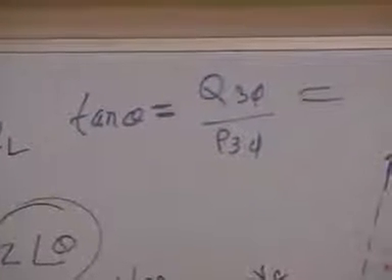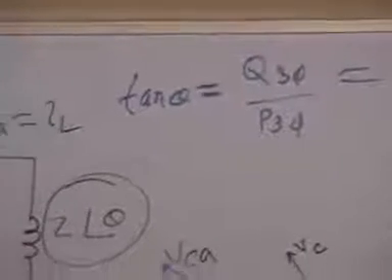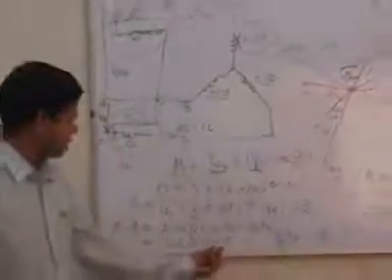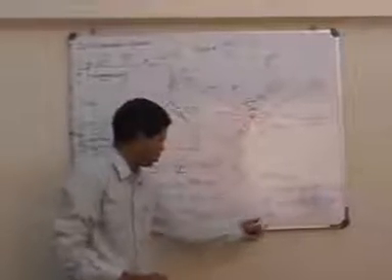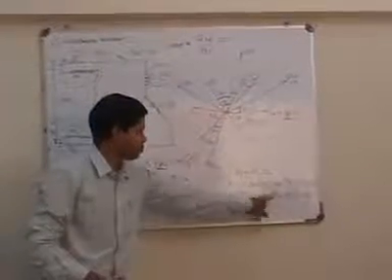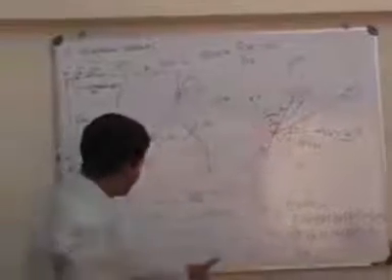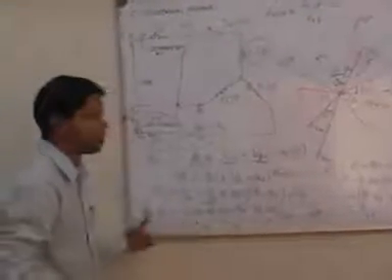So what is tan theta using equations number 3 and 4? Sin theta upon cos theta is equal to tan theta. This is P2 plus P1, this is P2 minus P1. Remember Q? Come on, complete this equation. Q3 phase is equal to root 3 times P2 minus P1.